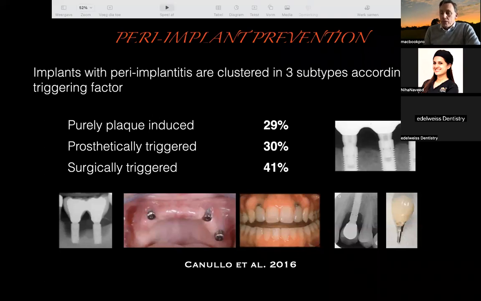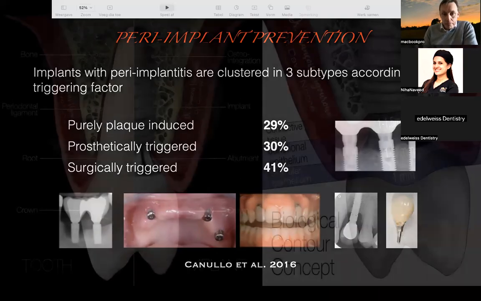Prosthetic triggered means it was done by the prosthodontist or the dentist who is treating the patient. It's also 1/3 of the cases. And surgical triggered is 41%, but in general, you can say 1/3, 1/3, 1/3. What's important to understand here is that peri-implantitis, which is a big issue nowadays, is triggered mostly by the surgeon or by the dentist who is treating the patient, and not especially by the patient who has poor oral hygiene.